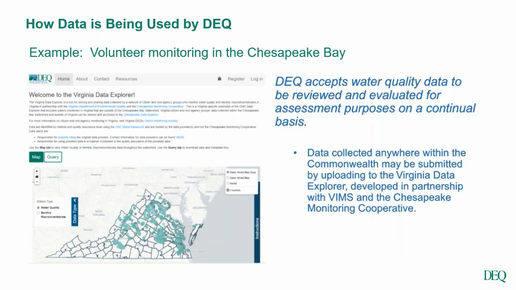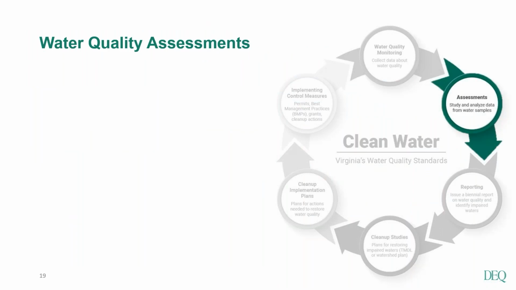And here's a screenshot of the Virginia Data Explorer, which was developed in partnership with the Chesapeake Bay Monitoring Collaborative, the Virginia Institute of Marine Sciences, and DEQ. This tool is used for storing and sharing data collected by a network of citizens and non-agency groups who monitor water quality. Data collected anywhere in Virginia can be submitted to the Virginia Data Explorer.